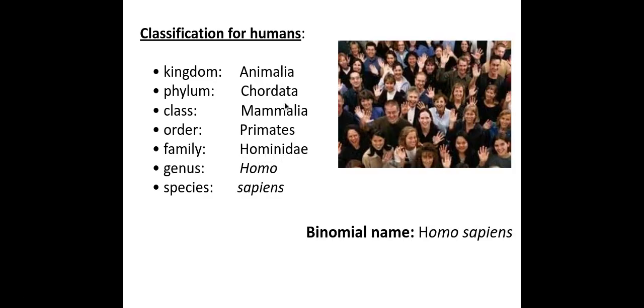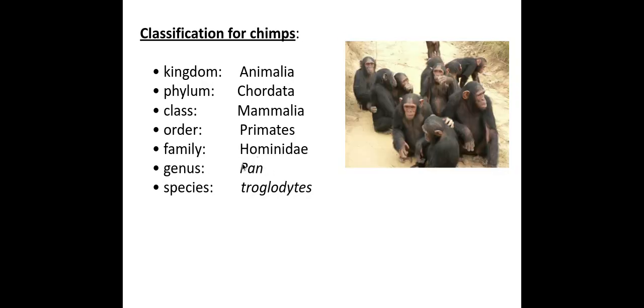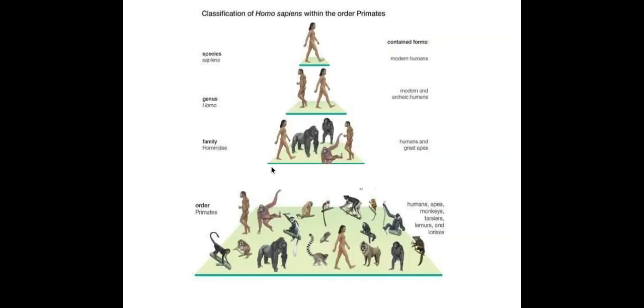We share all the similar groupings of chimpanzees up to the point of family. So they're in the same family as us, but they are not the same genus as us, nor are they the same species as us. They are in a different classification group. Here's a visualization of that.